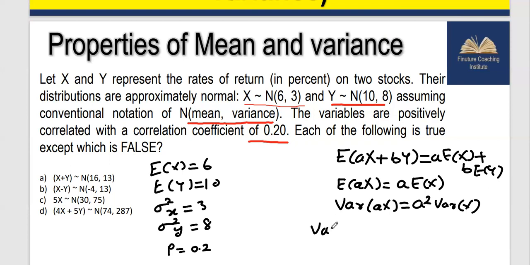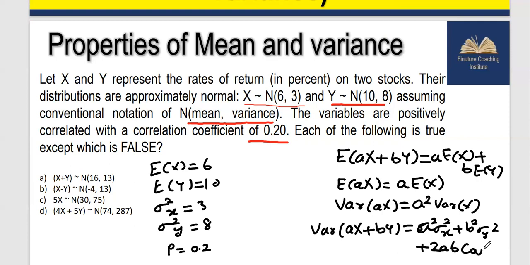And if I were to write the variance of ax plus by, it is a square times sigma square x, since it is a variance, that's why it's sigma square over here, plus b square times sigma square y plus 2 times ab times the covariance of xy. So we'll use these properties to calculate what we have been asked. First we will calculate x plus y.